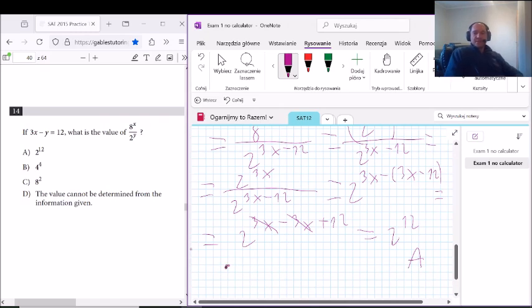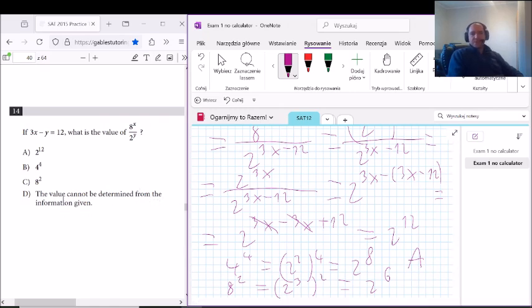It wouldn't be answer B because 4 to the power of 4 is 2 squared to the power of 4 and it is 2 to the power of 8. The same, not 8 squared because it will be 2 to the power of 3 squared. It will be 2 to the power of 6. The value cannot be determined from the information given. It can be, so also not D. So yeah, here answer A is the correct answer.